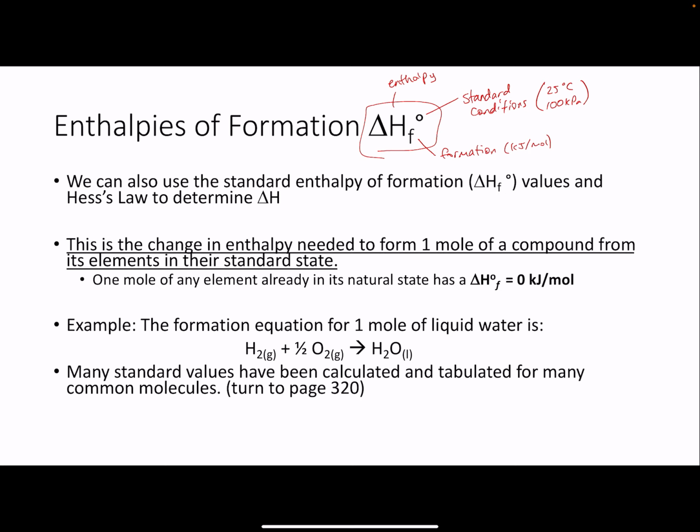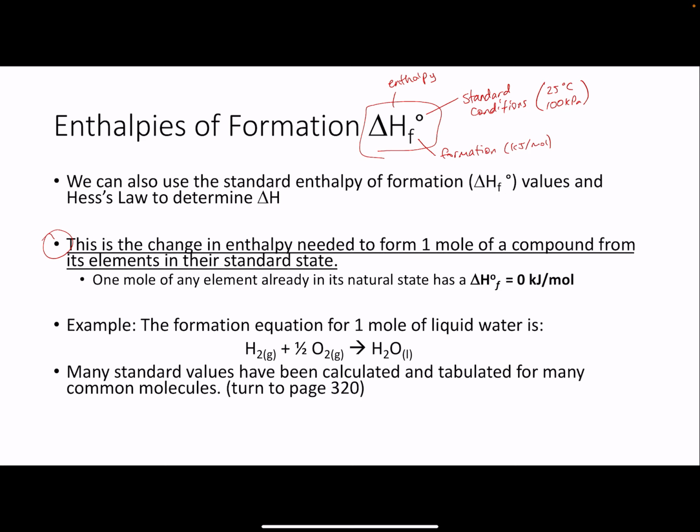So an enthalpy of formation is described as this second bullet point here: the change in enthalpy needed to form 1 mole of a compound from its elements in their standard state. Now, in terms of an element themselves, their formation enthalpy is 0 because they are formed in nature. There's no process that goes on past that. So we say it takes no energy to form something that we can find because it's there.